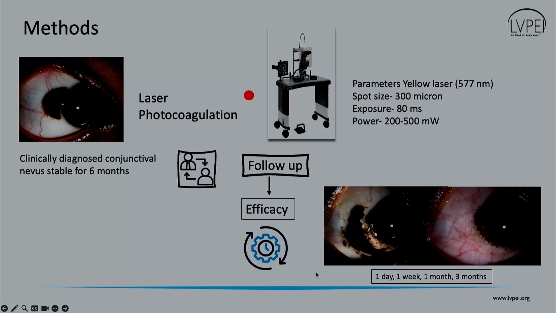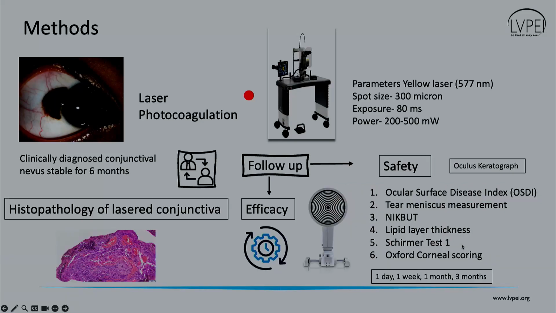We looked into the efficacy of the laser, whether the lesion went away with laser or not, and also the safety. The safety we assessed with the help of the ocular keratograph: the ocular surface disease index, the tear meniscus, the non-invasive tear film stability, lipid layer thickness, Schirmer, Oxford corneal scoring, everything was looked into. And we also performed histopathology of the lasered conjunctiva wherever possible.